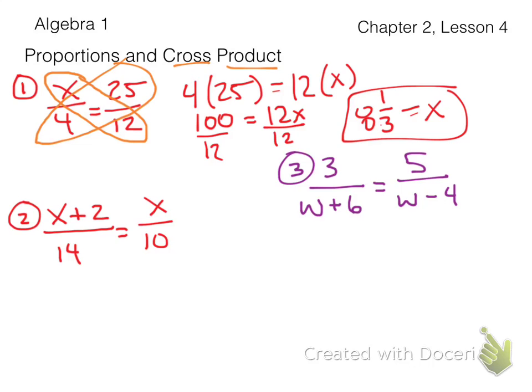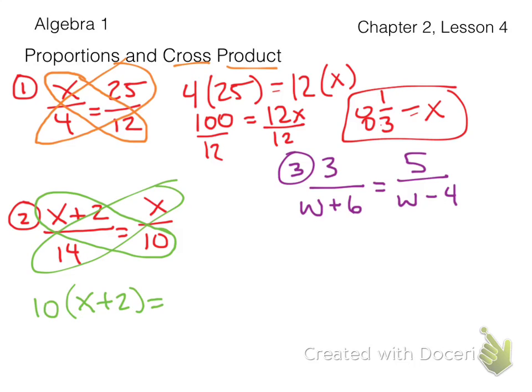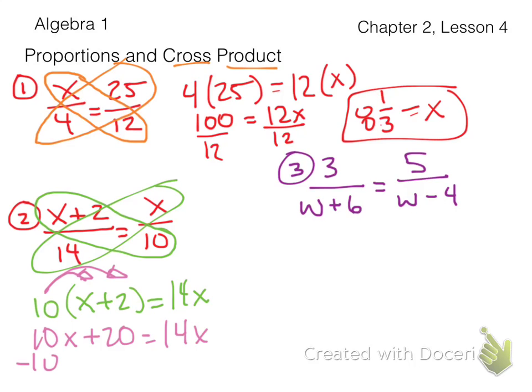The next one's got some really funky stuff going on. So let's go ahead and take a look at it. So we have 10 times x plus 2 is equal to 14 times x. Well, we need to go through and do the distributive property. So it's going to be 10 times x plus 10 times 2. 10x plus 20 is equal to 14x. I'm going to minus 10x, minus 10x. And 20 is equal to 4x. Divide by 4, divide by 4.